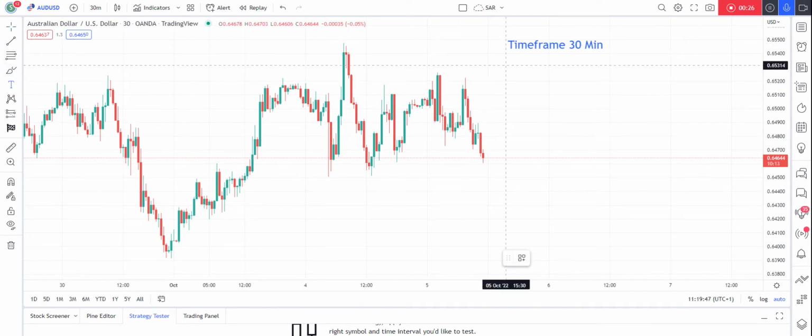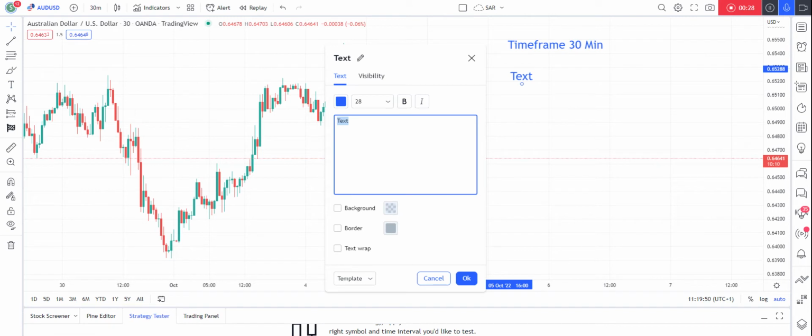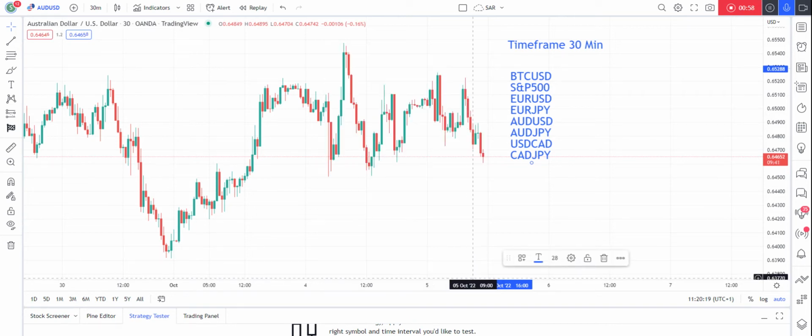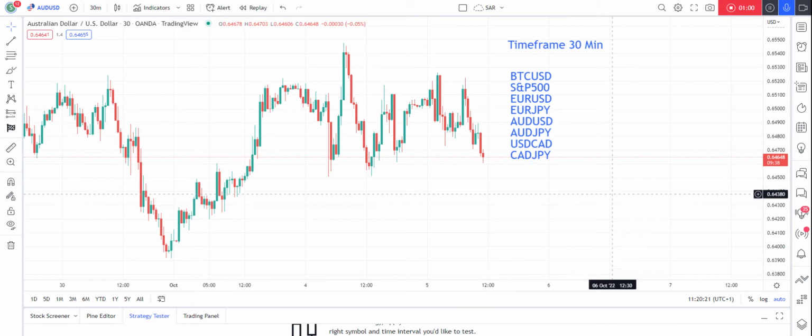So what can be traded with this strategy? So can do Bitcoin, indexes such as S&P 500, and FX pairs as it follows: Euro dollar, Euro JPY, Australian dollar JPY, USD CAD JPY. These are the pairs that we actually tested, and they've proven to be profitable in the long term.